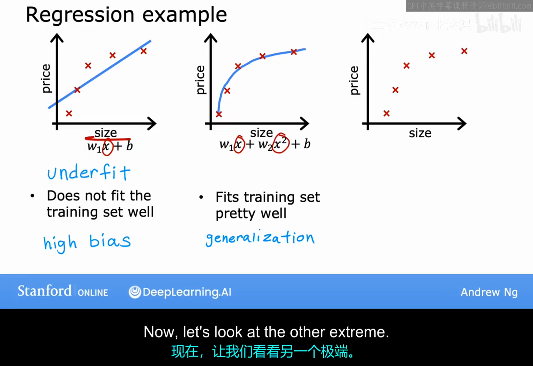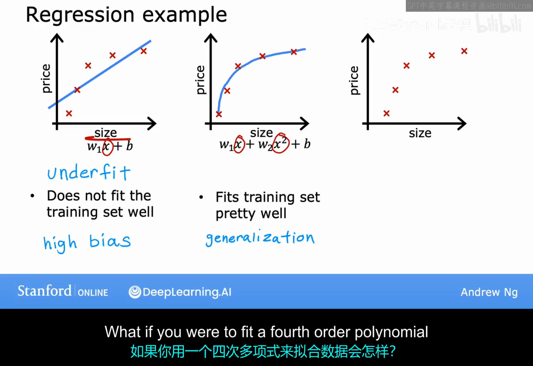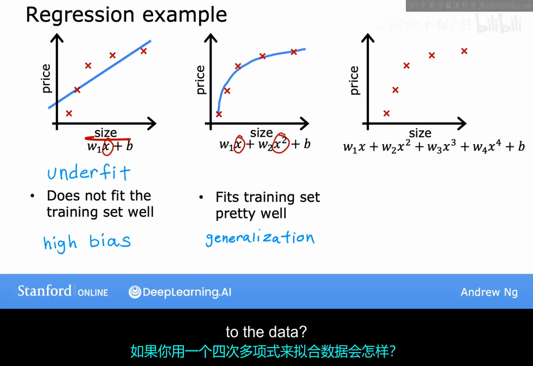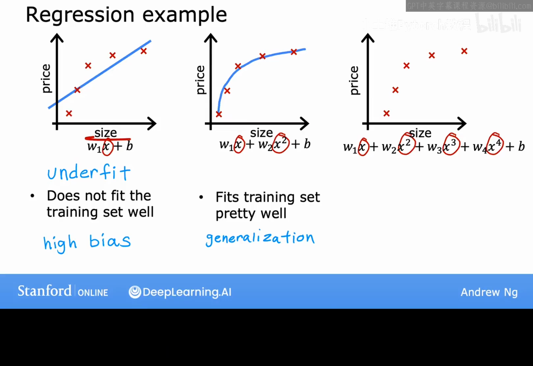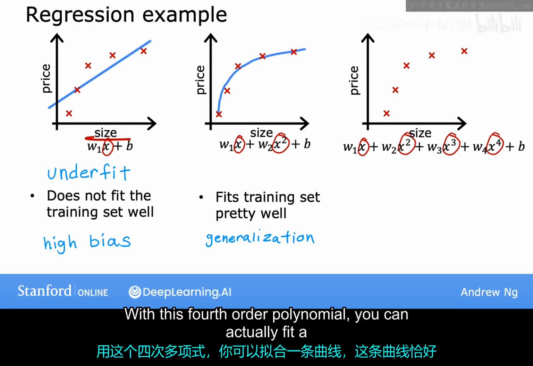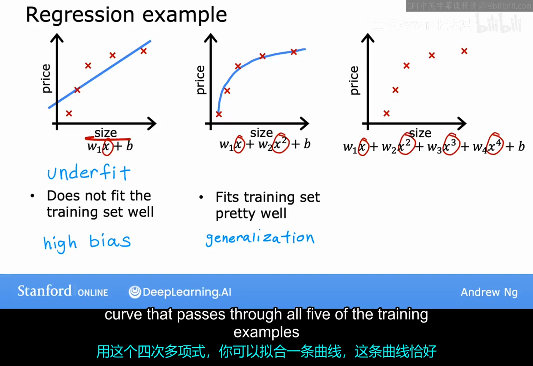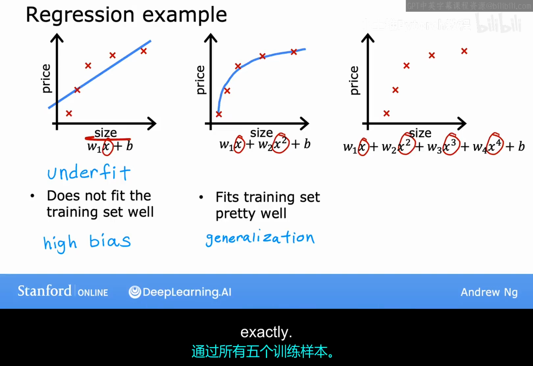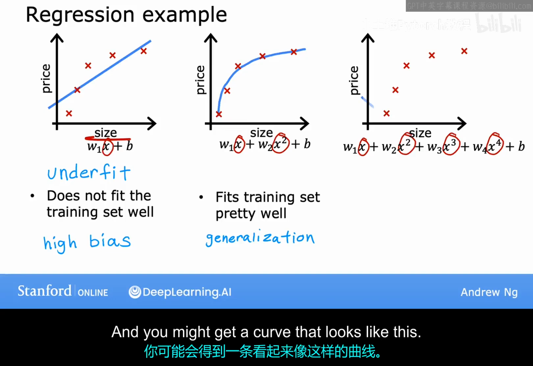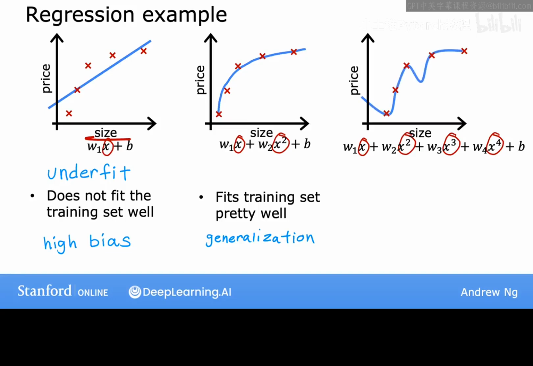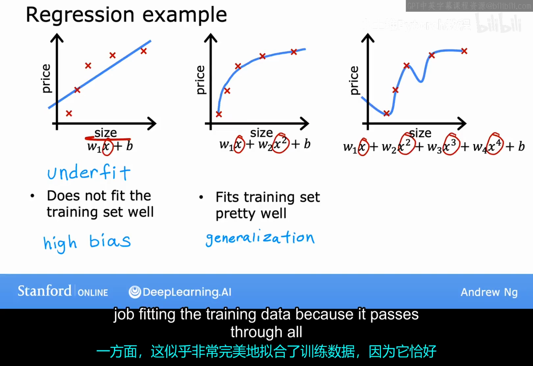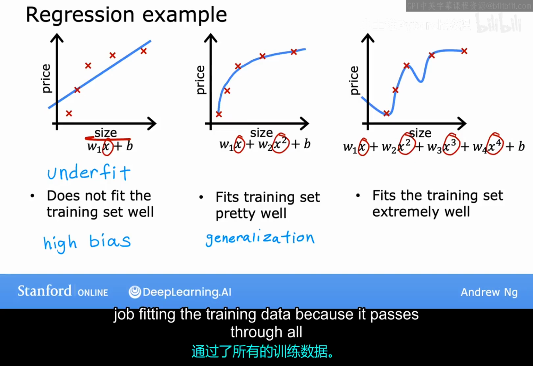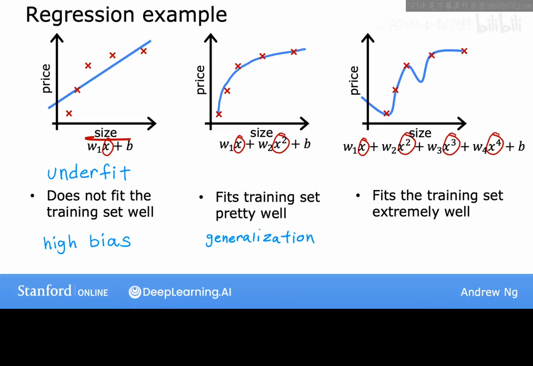Now, let's look at the other extreme. What if you were to fit a fourth order polynomial to the data? So you have x, x squared, x cubed, and x to the fourth all as features. With this fourth order polynomial, you can actually fit a curve that passes through all 5 of the training examples exactly. And you might get a curve that looks like this. This, on one hand, seems to do an extremely good job fitting the training data because it passes through all of the training data perfectly.